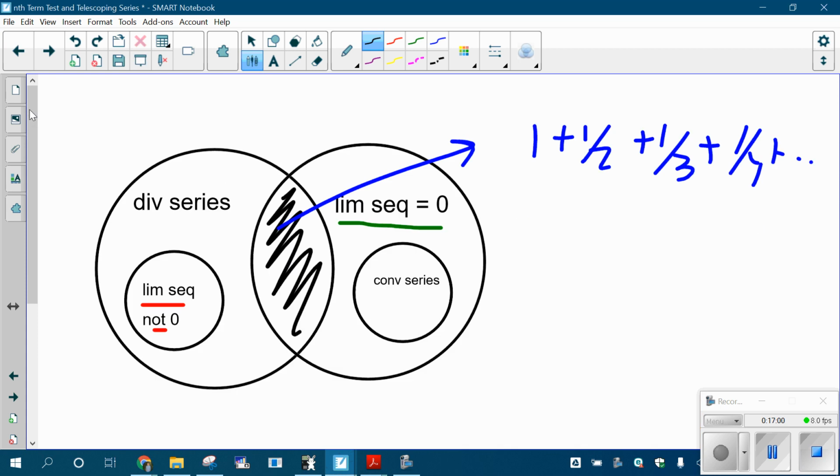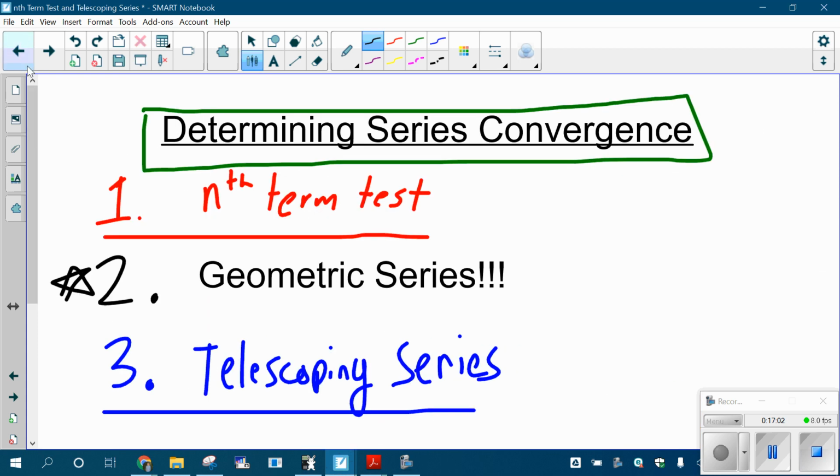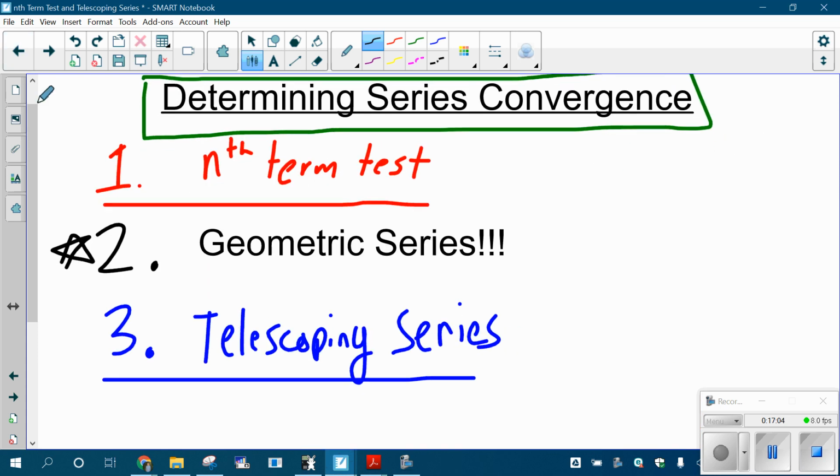Okay, going back here, there's not really a lot to write about telescoping series. If you have one, sweet. Figure out what cancels, the infinitely many things, and see what's left.